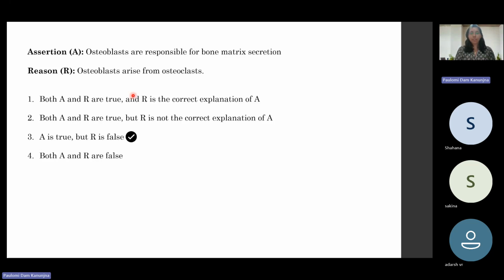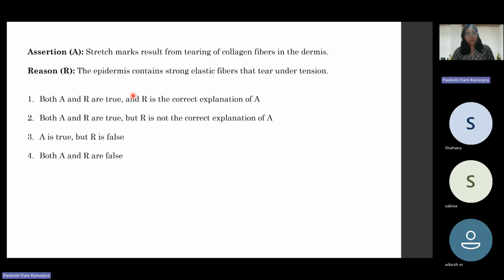Okay, this is something that was very interesting and was in your syllabus, which was discussed by Professor. Stretch marks. So we will just quickly revise that part. Stretch marks result from tearing of collagen fibers in the dermis, and the epidermis contains strong elastic fibers that tear under tension. So that's why you have stretch marks. What do you think? Which one is correct?